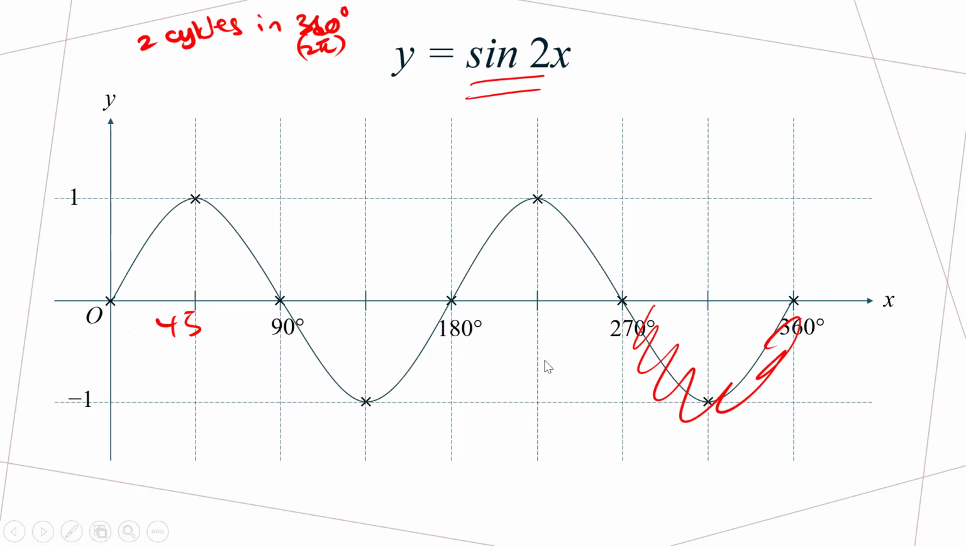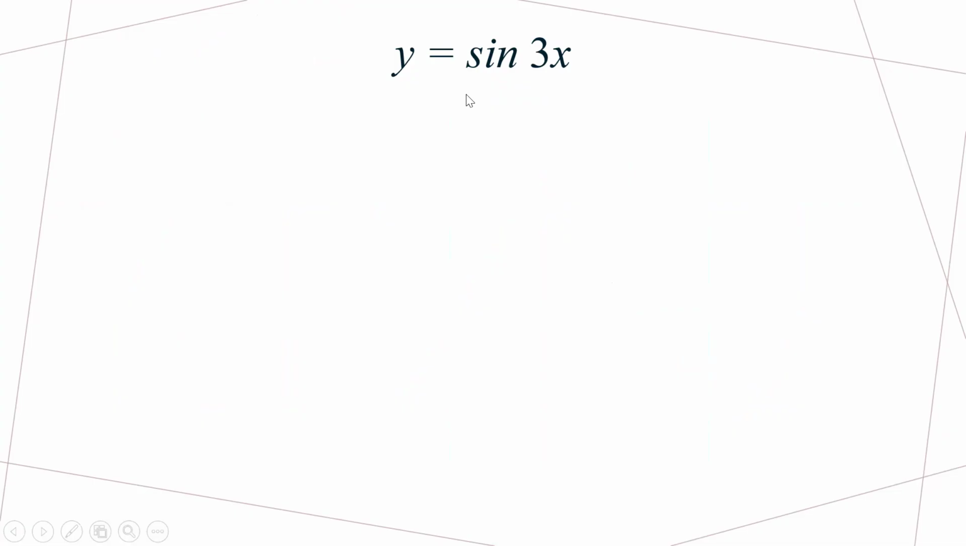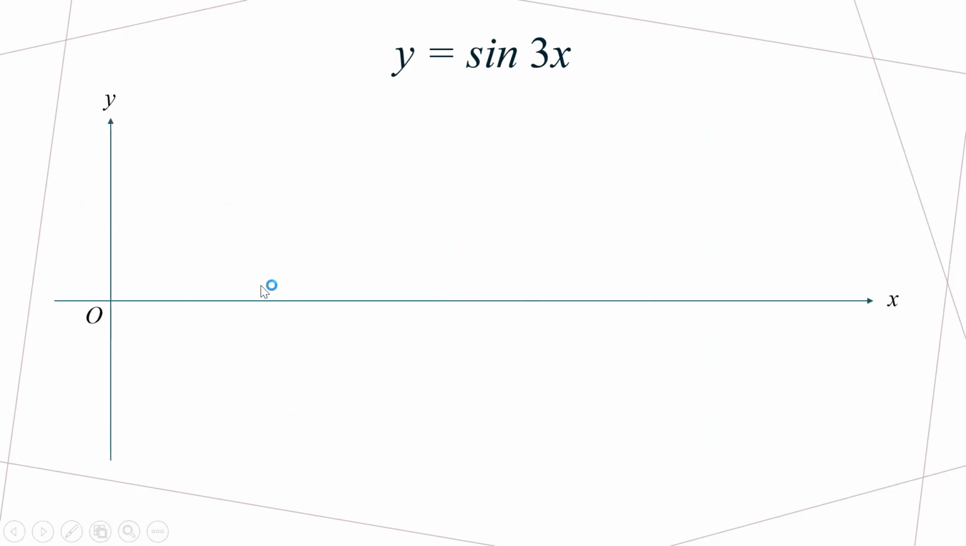I will repeat this when we come to chapter 6. This is just a quick glance. Now, let's say sine 3x. We do the same thing. Remember the 4 quadrants? So I divide by 4 quadrants.